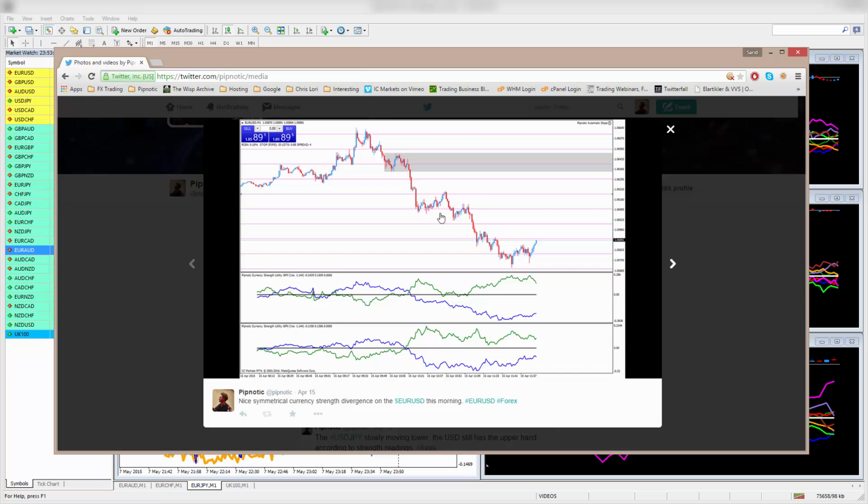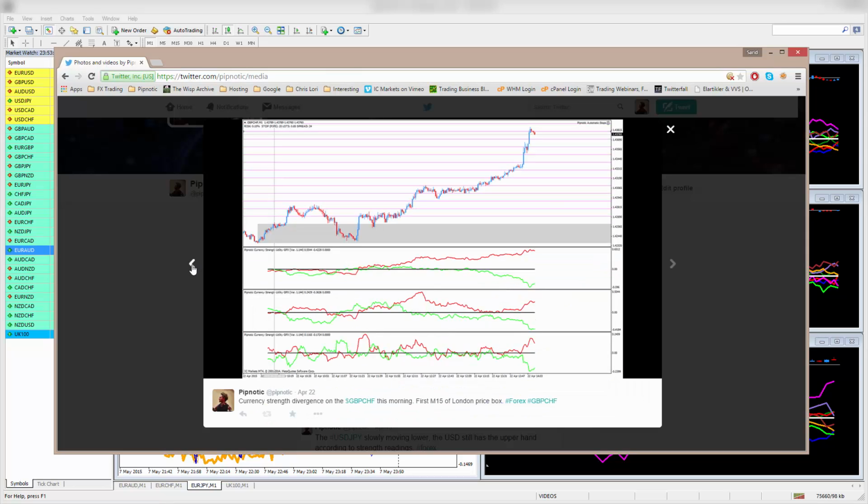And I believe it rallied up to this level of supply and then continued to rally lower. If we have a look at another example, here we have a really nice one. This is the pound, which is the red, and the Swiss franc, which is the lime green. And this is looking pretty symmetrical to me. And this is the session box that you can see here.